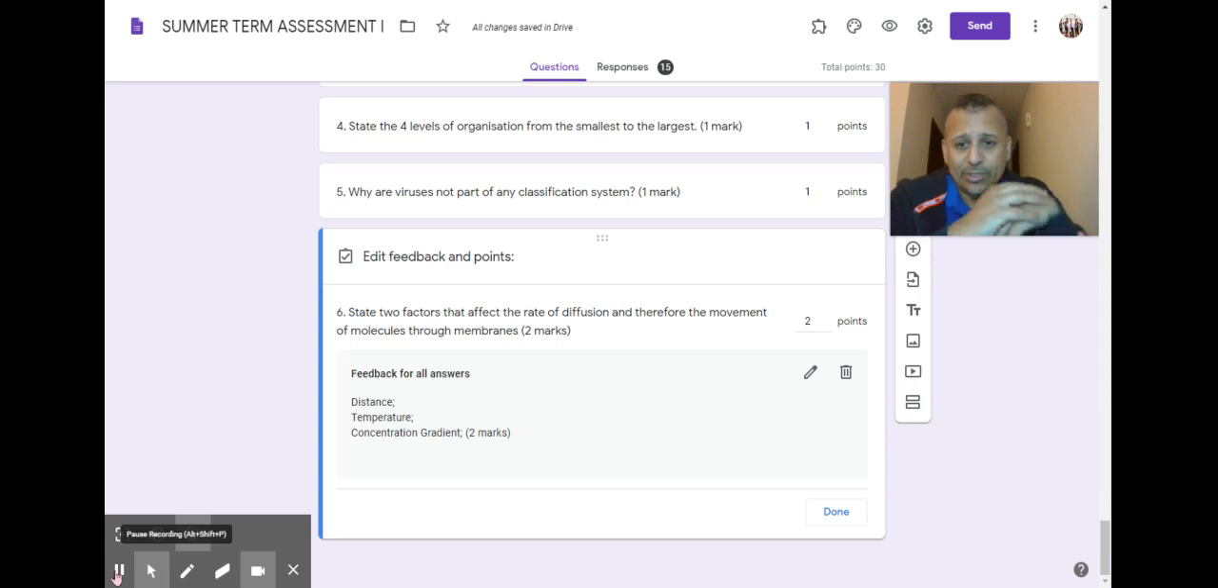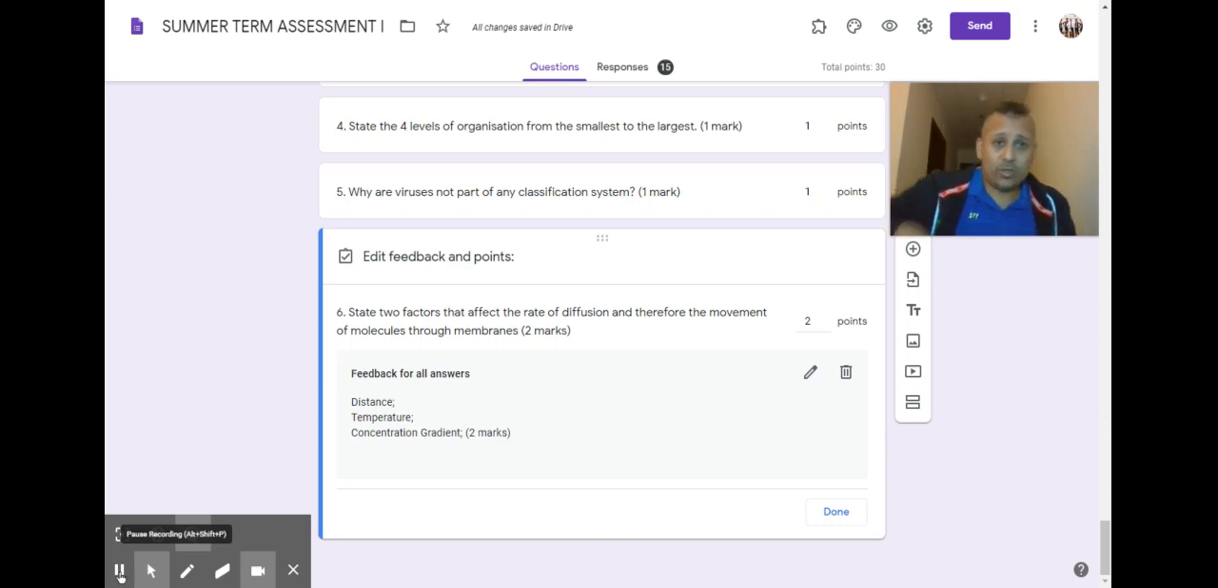And finally, a very nice question to finish the test: 2 factors that can affect the rate of diffusion and therefore the movement of molecules through membranes: distance, temperature, and concentration gradient. This is when we actually had the cubes that were made from agar jelly, and we examined those cubes and we examined how quickly they diffuse into the liquid that was available. So that was a really nice experiment for us to do.